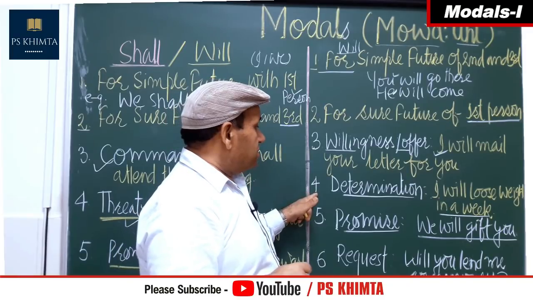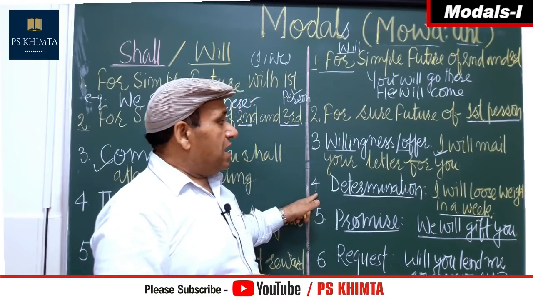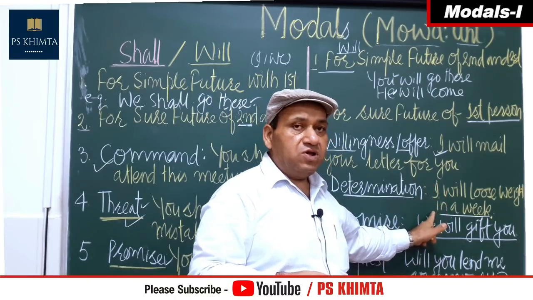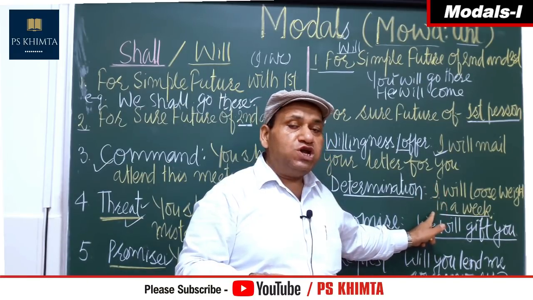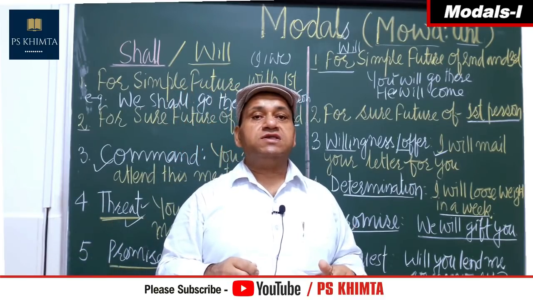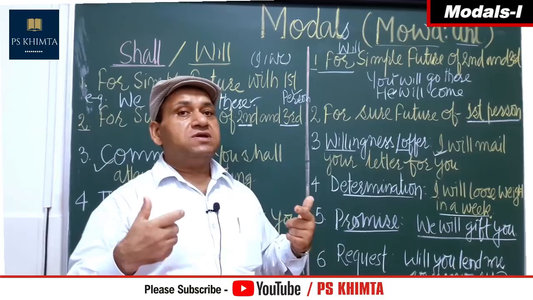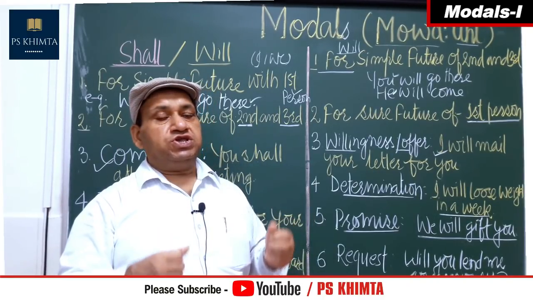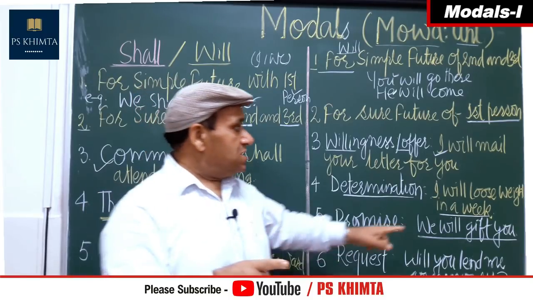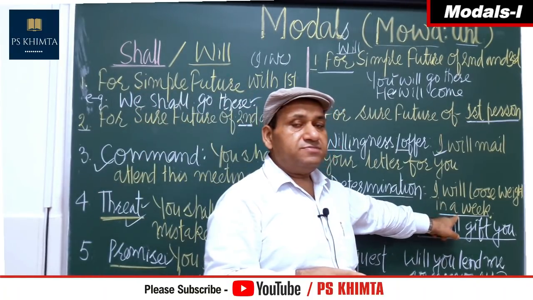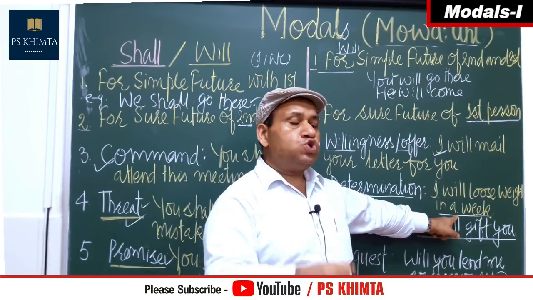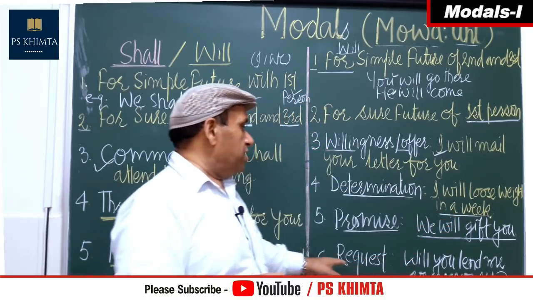Then the fourth sentence, see here: I'll lose weight in a week. This is one example. What does it show? It shows the determination of a person who is going to lose weight. He or she is determined to lose weight. And what is the indication? In a week. She has shown this determination. I'll lose my weight in a week.